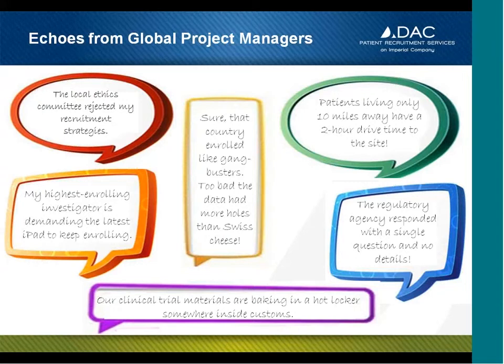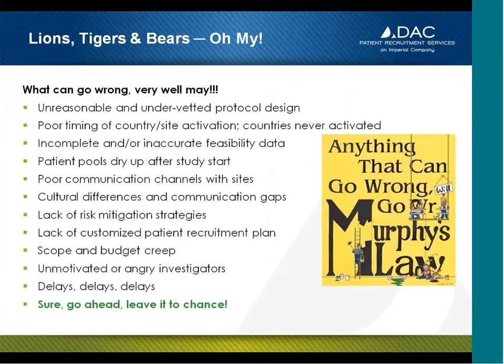So if we go on to the next slide, we'll start to talk about some of the risks that we're facing as we move forward with our plans to conduct global trials. And here's where we'll talk a little bit about Murphy's Law. What can go wrong will go wrong without prior planning. Proper planning of our studies is such a critical factor to our success, but it's often one of the most rushed aspects of study management.